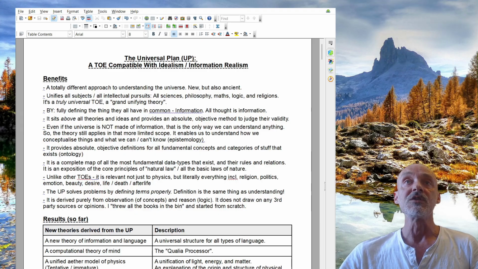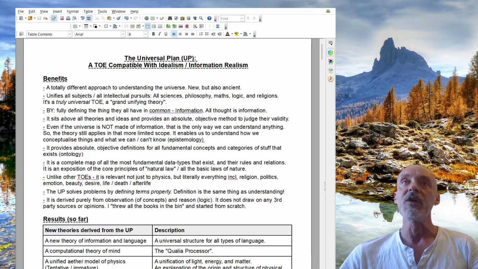And even if the universe is not made of information, information is still the only way that we can understand anything. So the theory still applies in that more limited scope. It enables us to understand how we conceptualize things and what we can and can't know, which is epistemology. It provides absolute objective definitions for all fundamental concepts and categories of stuff that exist, and that's ontology. It's a complete map of all of the most fundamental data types that exist and their rules and relations. It's an exposition of the core principles of natural law, and it includes all of the basic laws of nature and explains them.